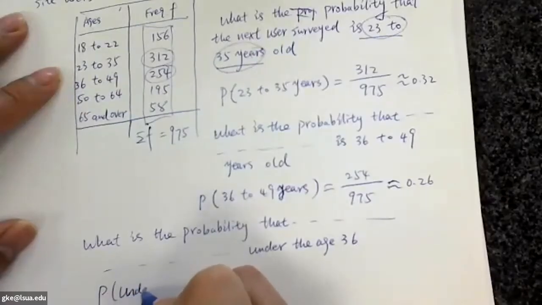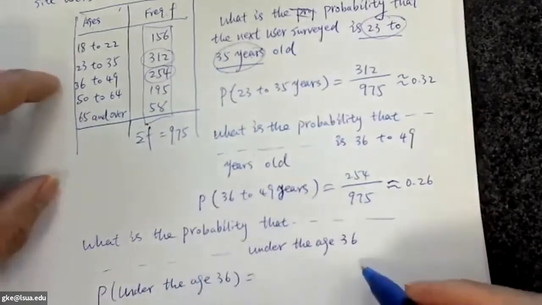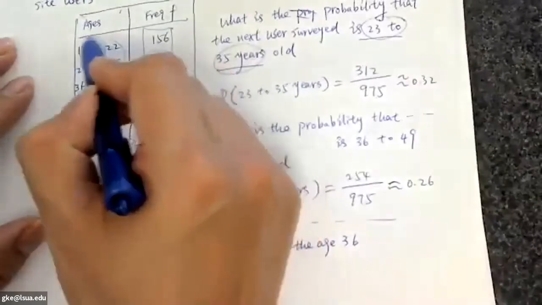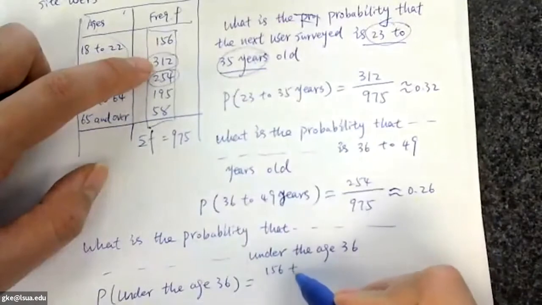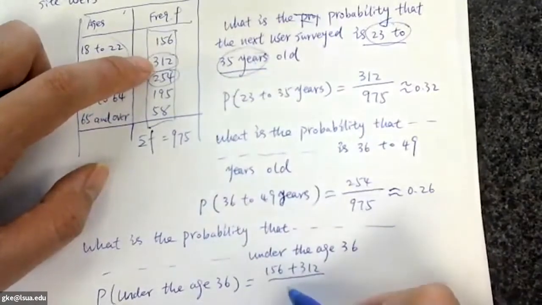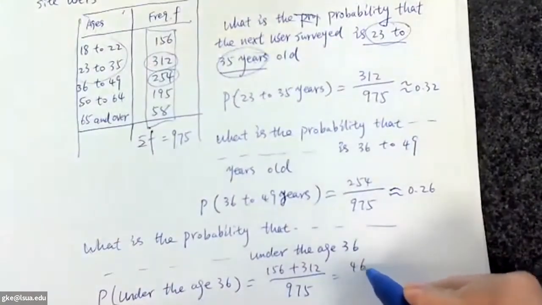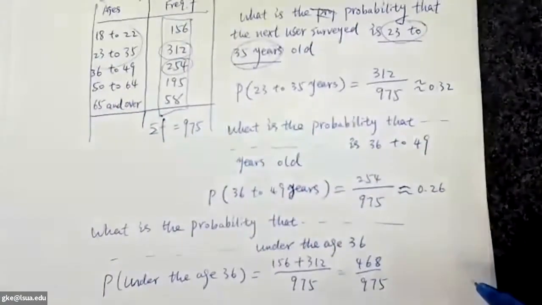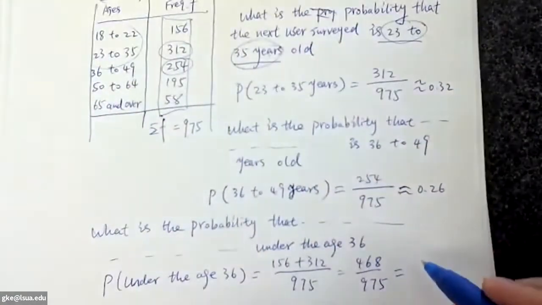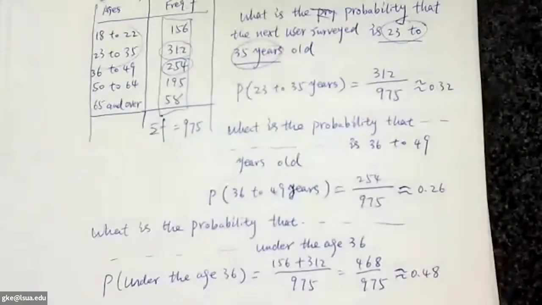So the probability on the age under 36 should be 156 plus 312 divided by the total number. So it's 468 divided by 975, and it's about 0.48. All right, good job.